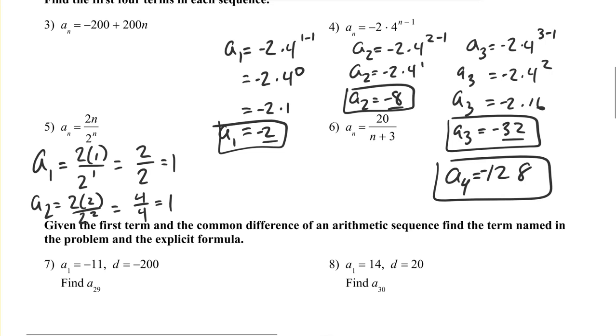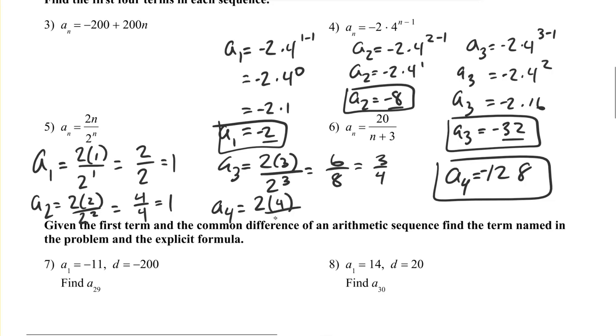Our third term would be 2 times 3 over 2 to the third power. Well, 2 times 3 is 6. 2 to the third power is 8. So that simplifies to 3/4. Our fourth term, 2 times 4 over 2 to the fourth power. So this is 8 over, and 2 to the fourth power would be 16. So that's 1/2. So looks like we're going down each time.